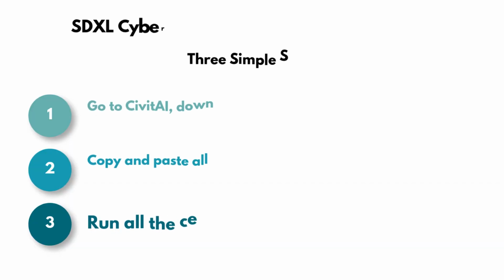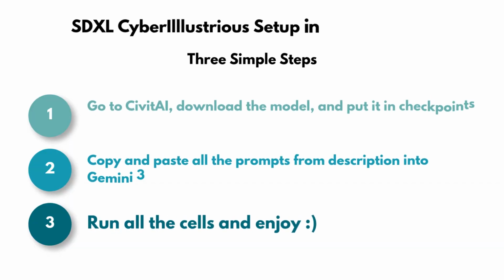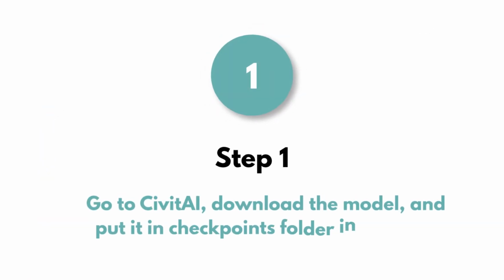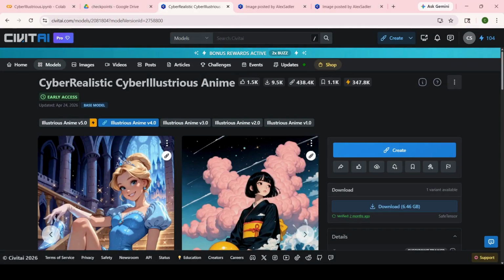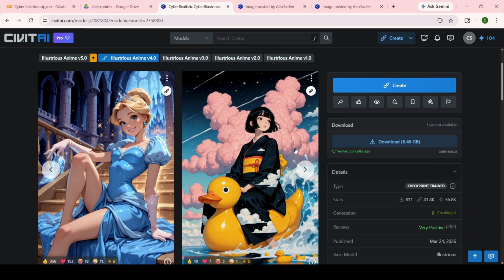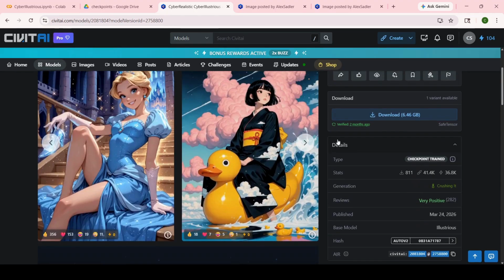Yeah, guys, let's start. So there are 3 straightforward steps to set up SDXL on Google Colab. The first step is to basically go to Civit AI, which is a website that stores lots of AI models. We'll be using this particular model. It's called Illustrious and based off Stable Diffusion XL.